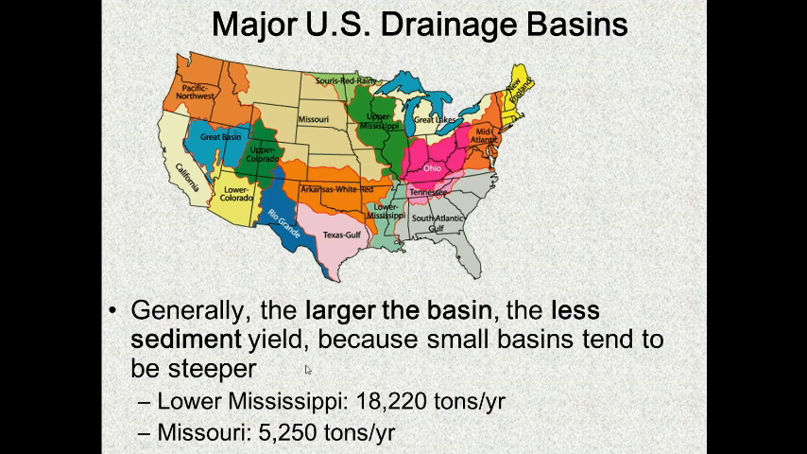So generally, the larger the basin, the less sediment yield, because small basins tend to be steeper. The lower Mississippi, so down here, has 18,220 tons per year, whereas the Missouri only does 5,250 tons per year.